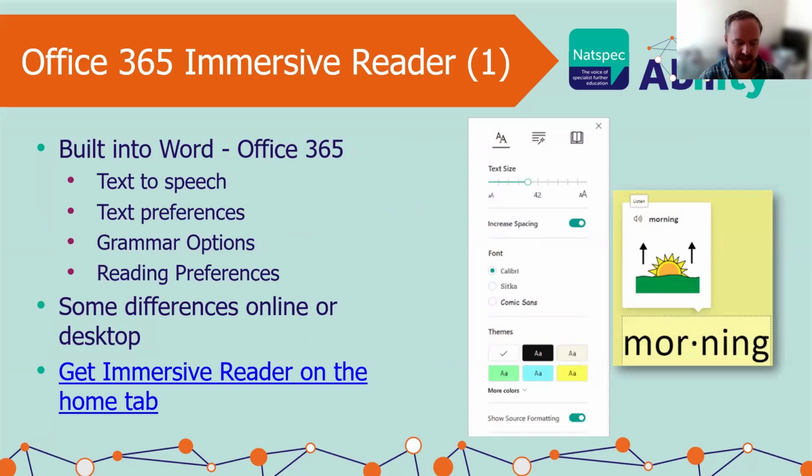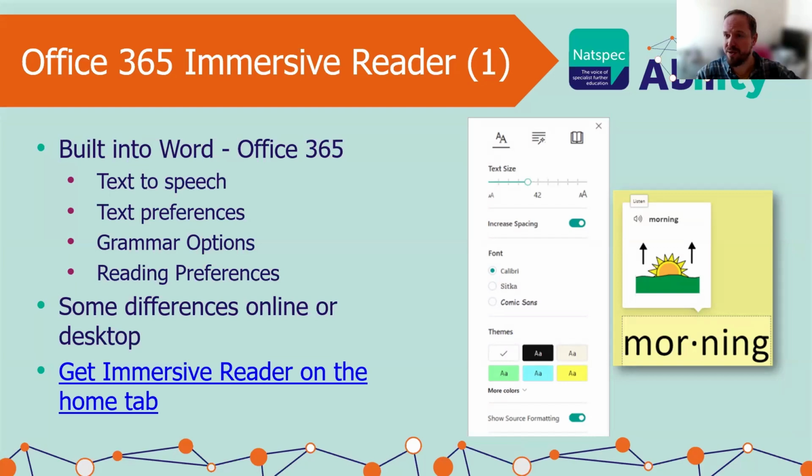One of the biggest steps forward in recent years has been Office 365 Immersive Reader. So it's built into Word. That's probably the most common platform that we're going to access this. And it has text to speech. You have lots of different text preferences, so you can change the default text size, increase the spacing. They've got accessible fonts built in that you can choose from. You can change the background and the themes.